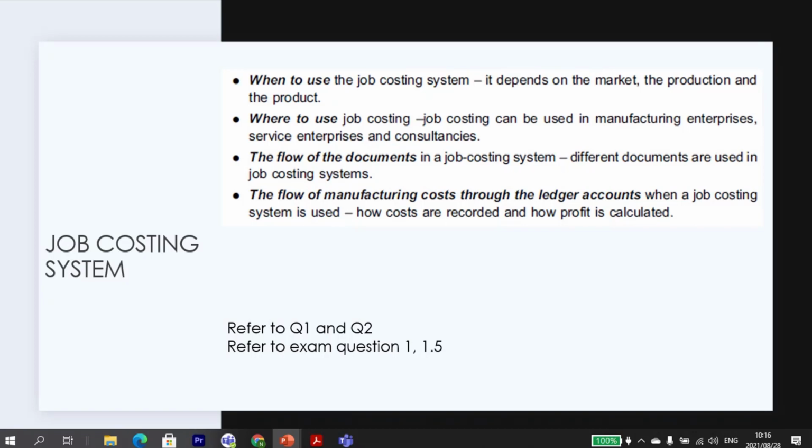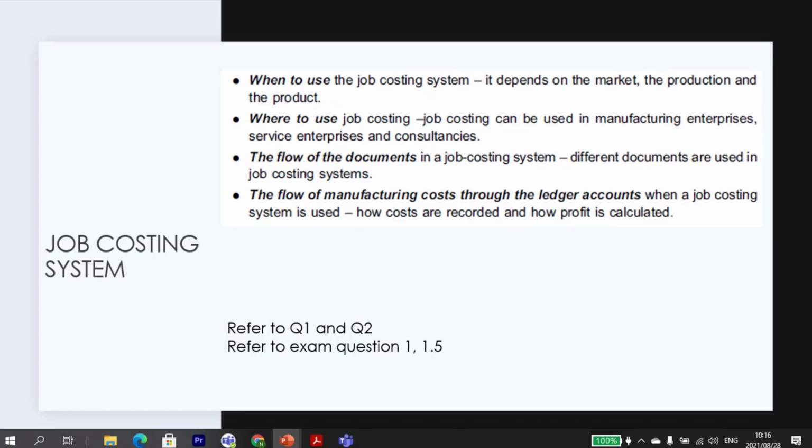In summary, this is just summarizing what we need to know about job costing. You need to know when to use it, where to use it, know the flow of documents, and then know the flow of recording your costs. That is literally the crux of job costing.